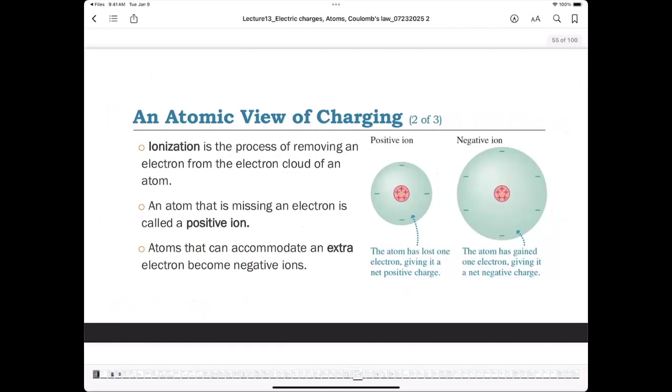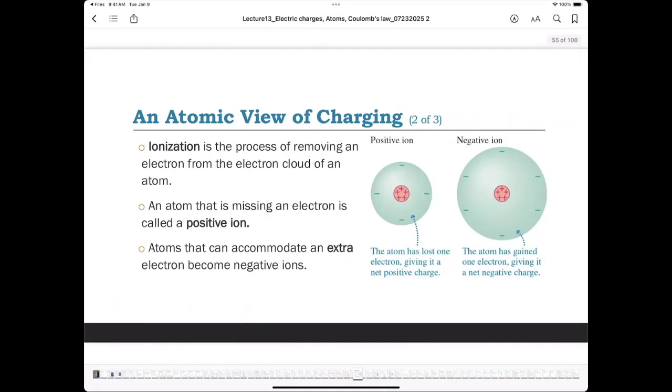Ionization is the process of removing an electron from the electron cloud of an atom. What is ionization? Ionization is the process of removing an electron from the electron cloud of an atom. An atom that is missing an electron is called a positive ion.